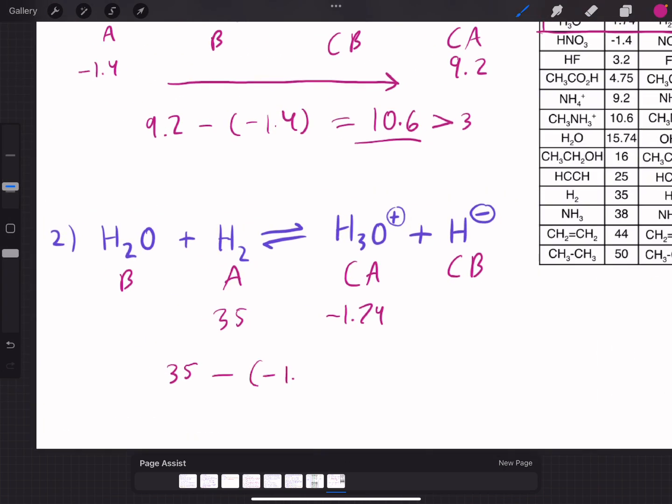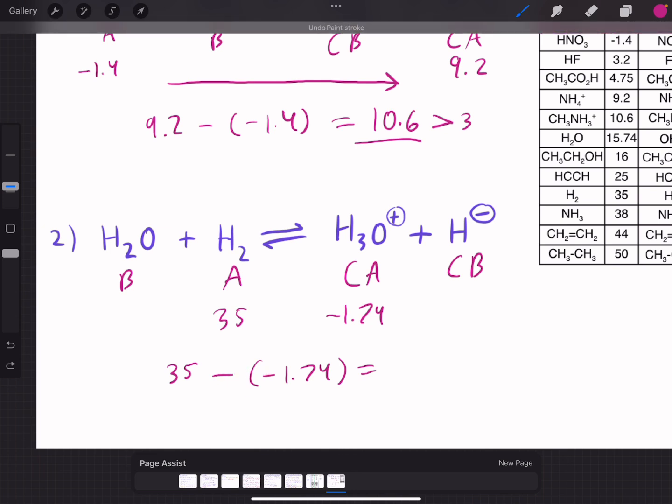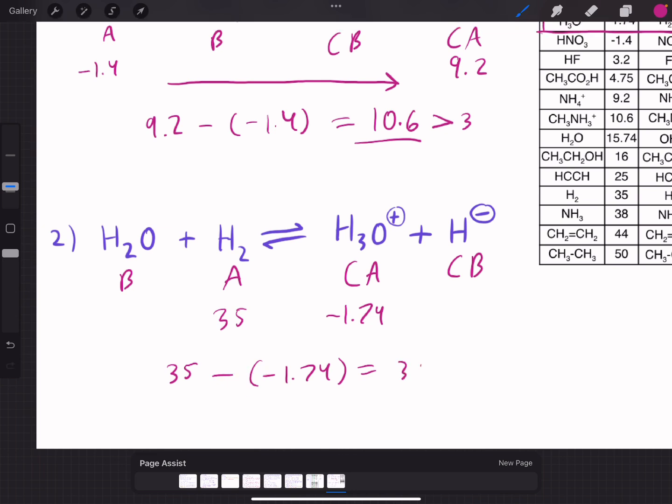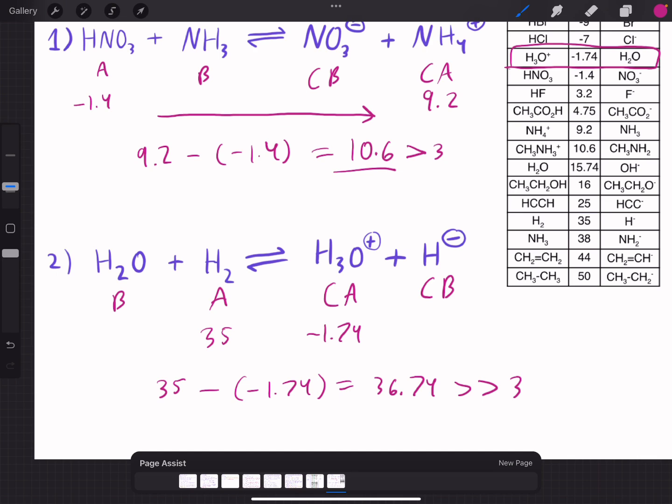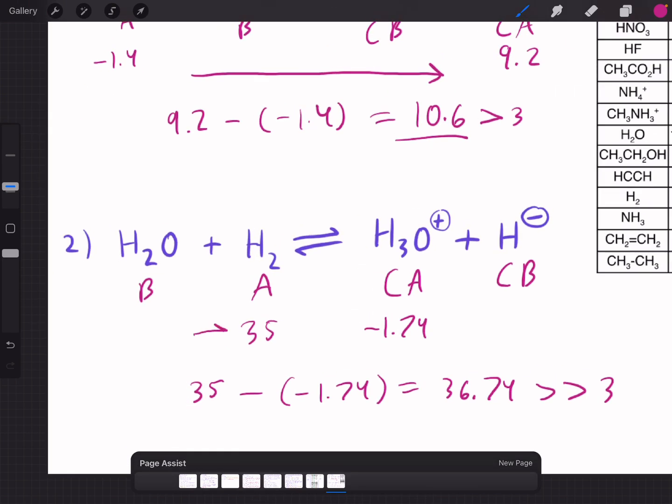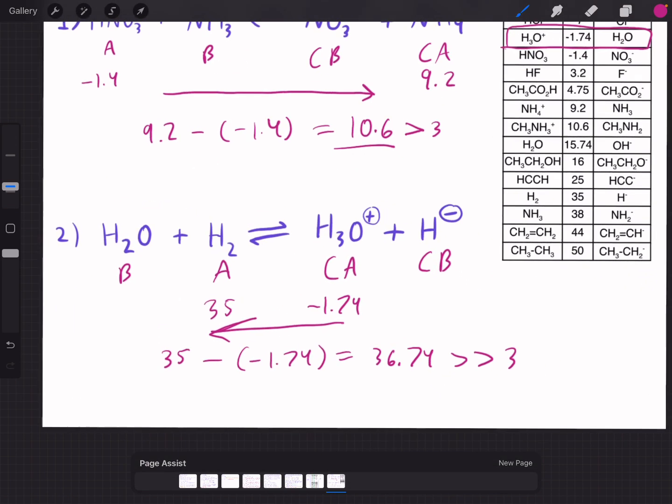So 35 minus negative 1.74. Remember, those two negatives make the positive. You're going to add them, so you're going to get 36.74. This is the pKa difference. It is much, much greater than 3, meaning that we're going to be leaning towards the weaker acid. Higher pKa means weaker acid. This reaction is going to go left, just like that.